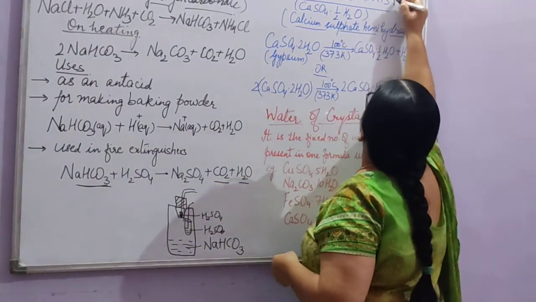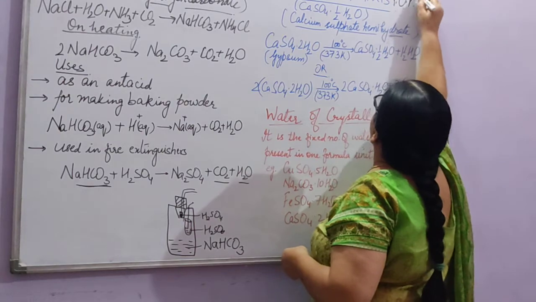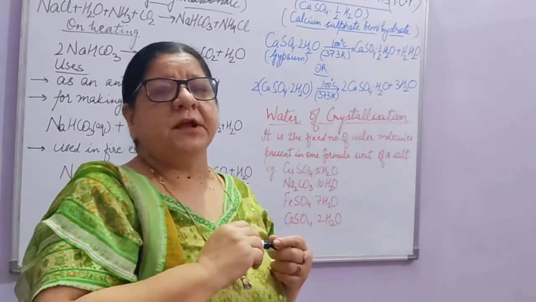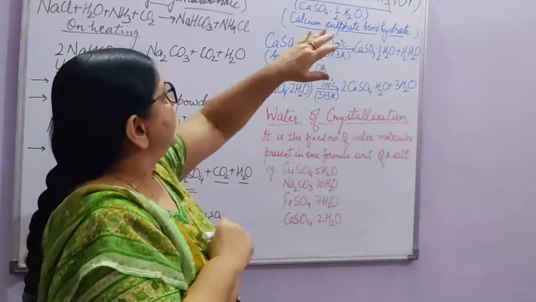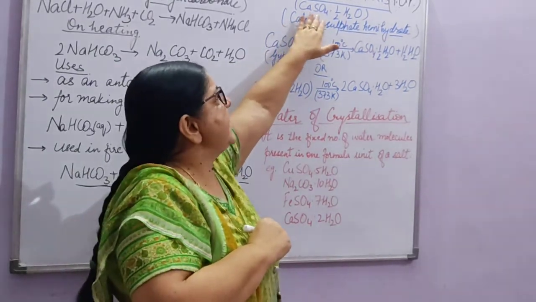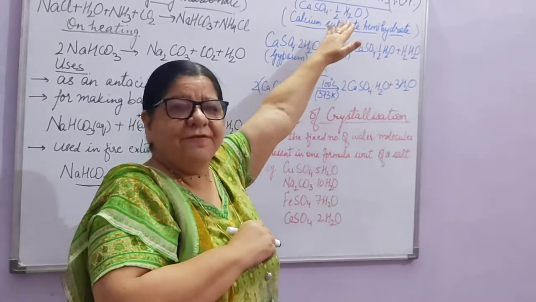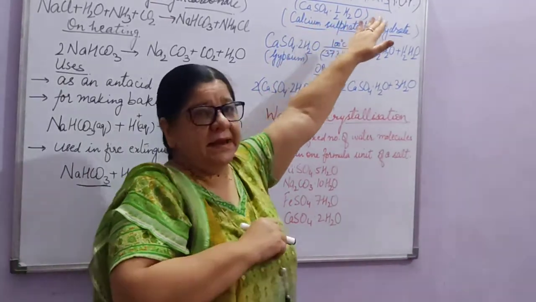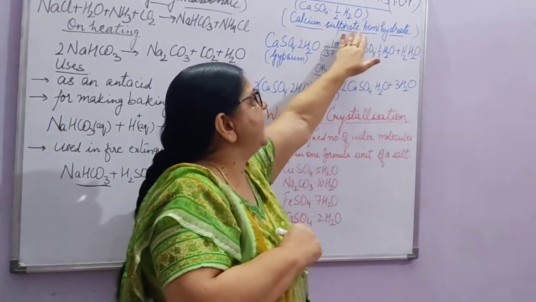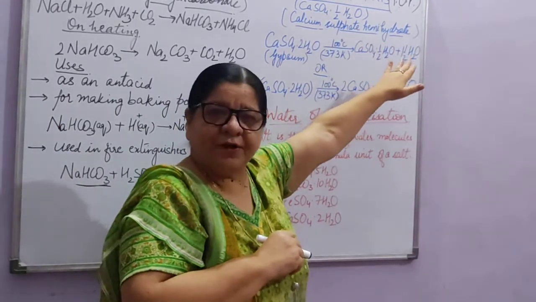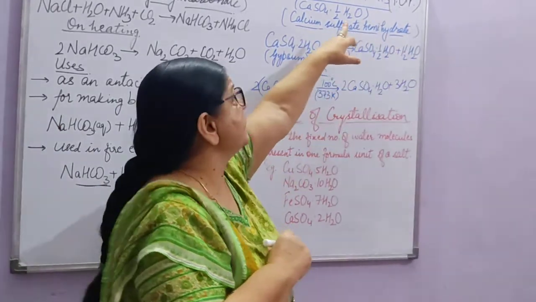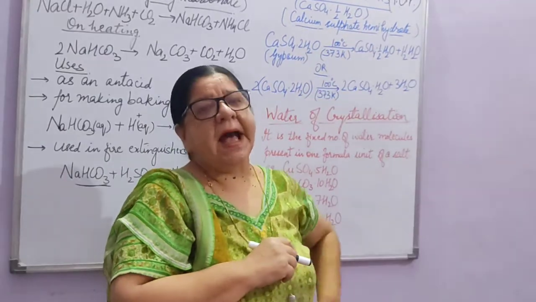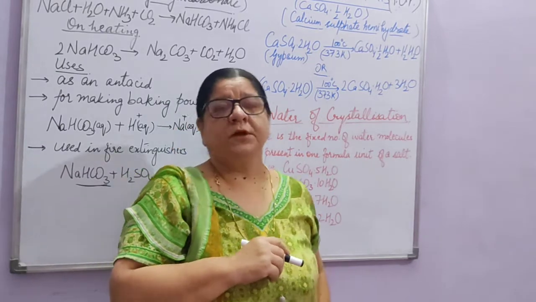This is known as POP in the common language. Plaster of Paris. Now this plaster of Paris, its formula is CaSO4 half H2O, or the chemical name is calcium sulfate hemihydrate. Because this is just half the molecule, it is known as hemihydrate. And this is prepared from gypsum.